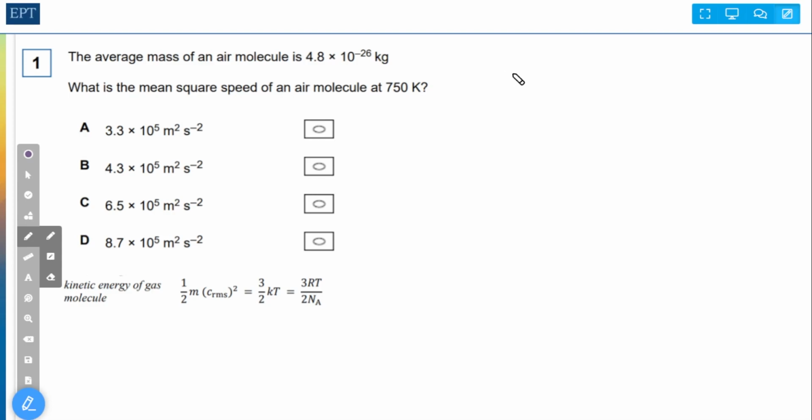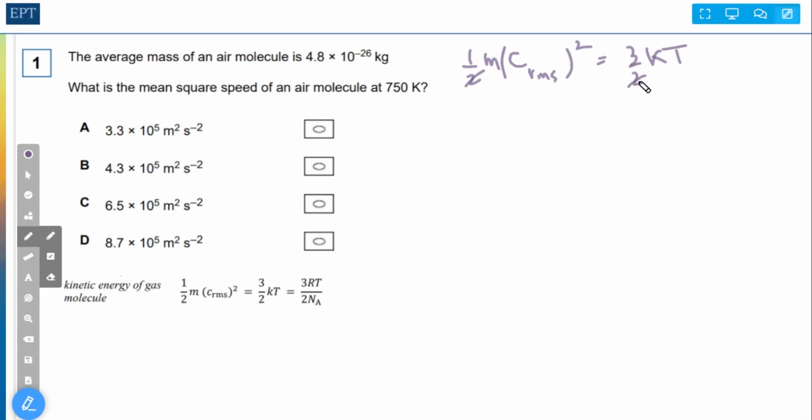In this question we've been asked to find the mean square speed. Notice it doesn't say root mean square speed of an air molecule at 750 kelvins. Using part of the formula sheet, which I've copied in below, half m c root mean squared speed squared is equal to 3 over 2 kT. So of course that bit on the left is really just kinetic energy, isn't it?